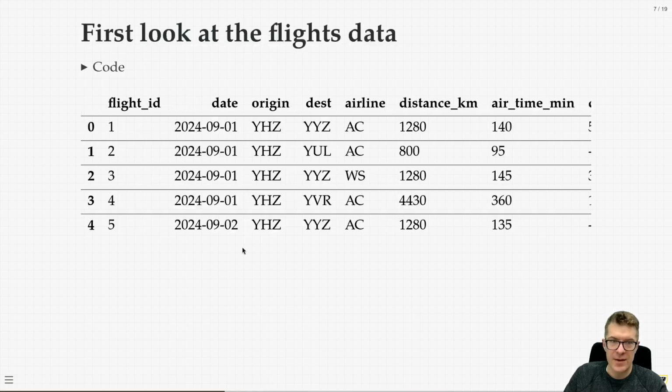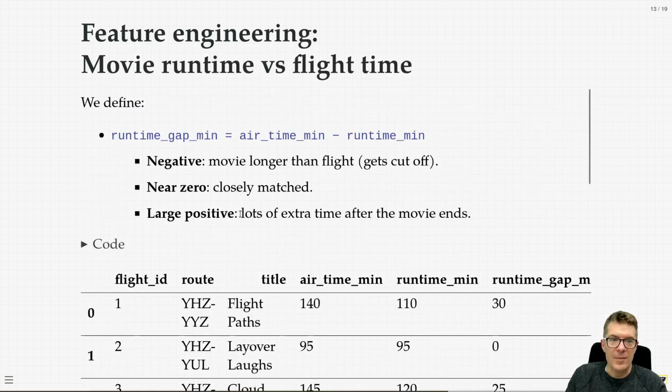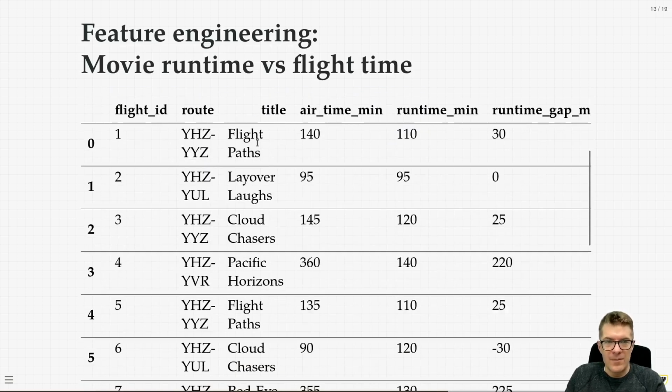So we have the route, the movie that played on that route, the airtime in minutes, the runtime in minutes, and this gap I just computed, which is the difference between those other two quantities.